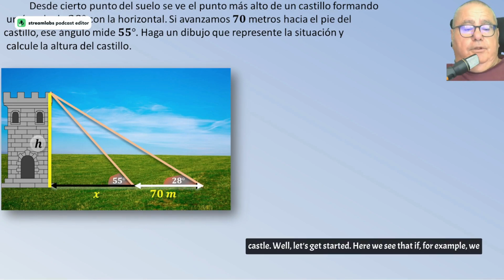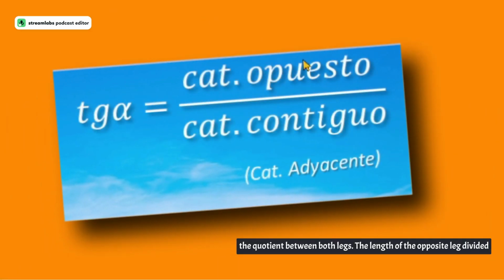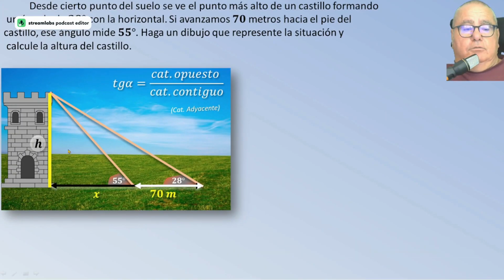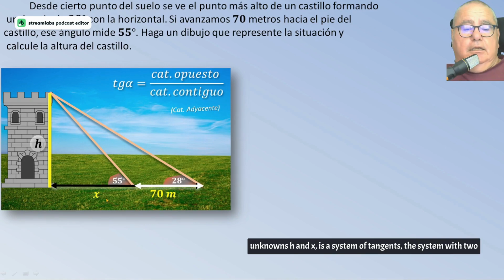Well, let's get started. Here we see that if, for example, we look at this 55-degree angle, the height of the castle represents its opposite leg and the x, which is the unknown distance we need to walk from here to the base of the castle, would be its contiguous or adjacent leg, which relates to the opposite leg. In trigonometry, that relationship is the tangent formula, because the tangent of an angle is the quotient between both legs: the length of the opposite leg divided by the length of the adjacent leg. So here, since there are two unknowns, h and x, we are going to consider a system of tangents, a system with two equations.